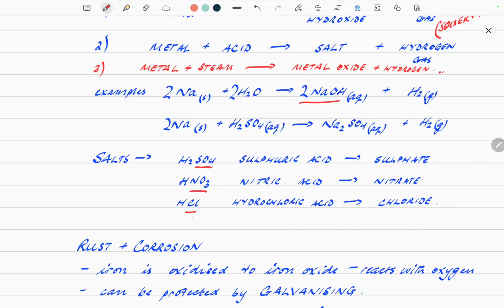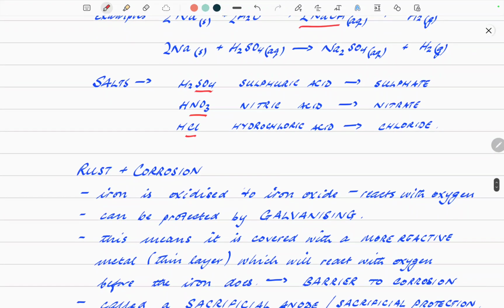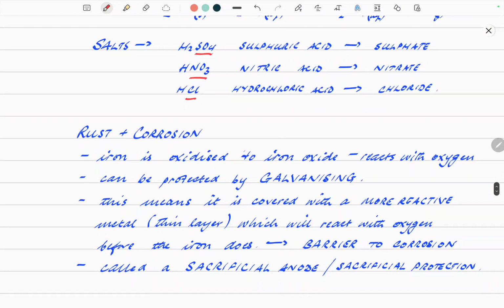Okay, phosphoric acid, H3PO4, and PO3, depending on which one you're using. That'll produce a phosphate, and so on. All right, so I think that's something that you need to make a note of again, if you're not familiar already. Last part of this particular section, the rust and corrosion elements.